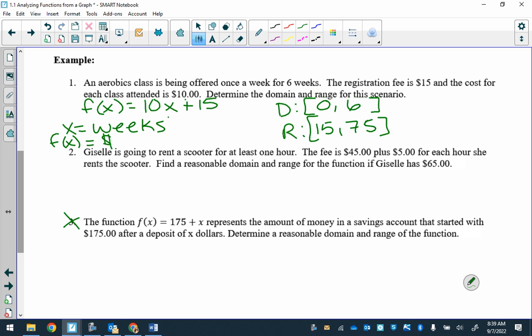Because, okay, the range has to match. If we substitute 0 in for x, we're automatically paying $15, right? When we substitute 6 in, we have 6 times 10, which is 60, plus the 15, which is 75. Does that make sense? Okay, I want you to try with a partner number 2, and this is pretty much where we're going to end today. Try with number 2. It's a little bit different.